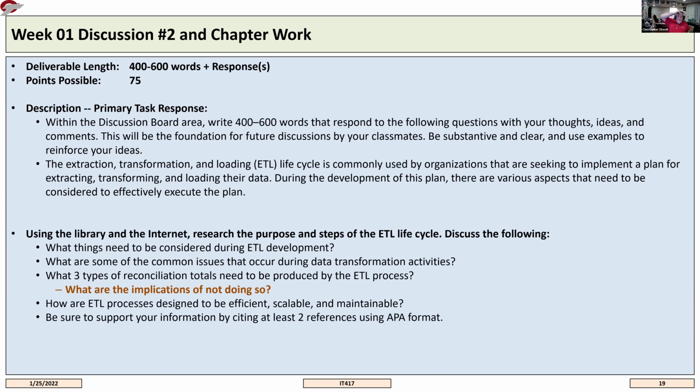The second discussion board is going to be talking about things that you need to consider based on what you research or you're reading, what you get out of the book, what you get out of the Muse website, what you get out of any YouTube videos.